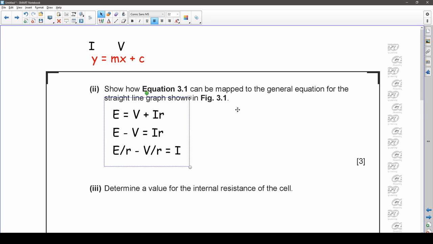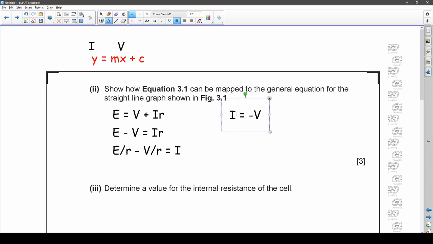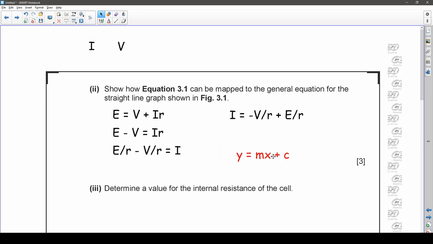Now just switch that around, because like I said, we want to have this in the form y equals mx plus c. We have then I equals minus V over r, following me, plus E over r. Now you don't have to turn it around like that. You could leave it like this and then do our mapping as we go. Now what you do then is you take the equation y equals mx plus c and write it below, and you just draw arrows. We have I by itself, so there it is.